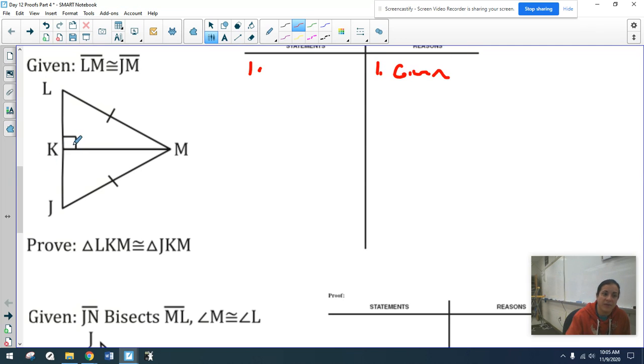They also gave me that this is a 90-degree angle, okay? So it probably would have given you that MK is perpendicular to LJ. So it's just not written in there.